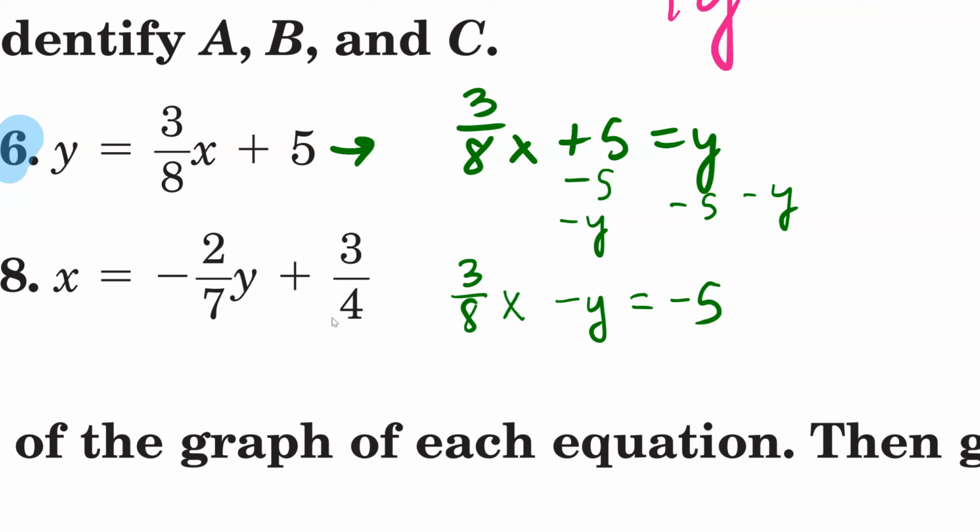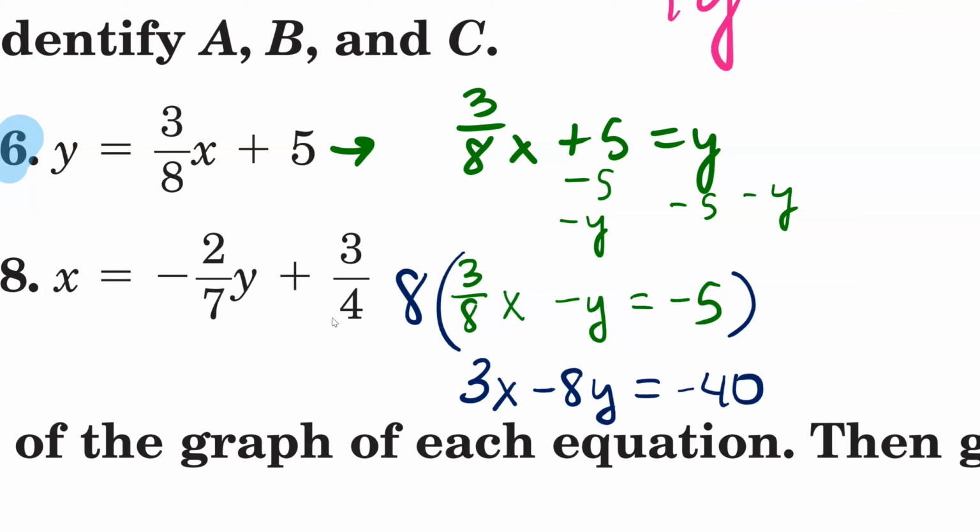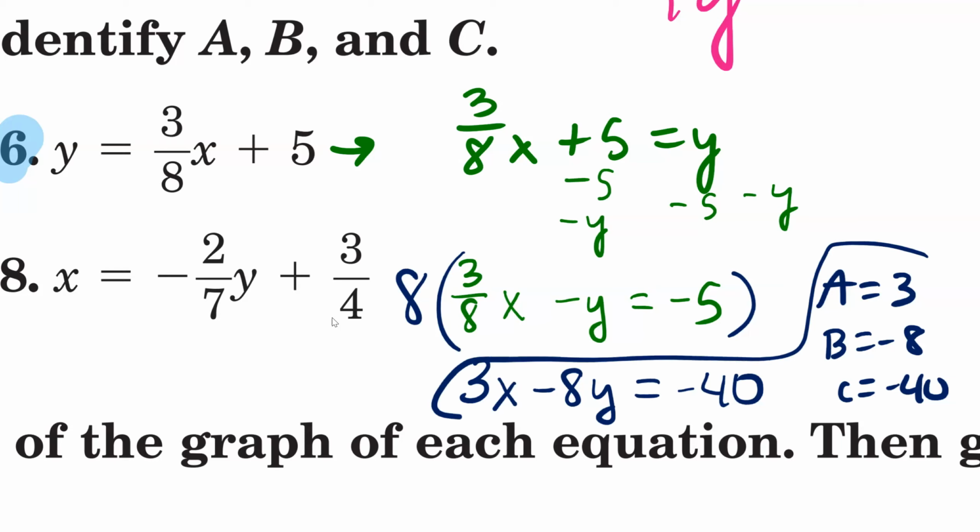A, B, and C are integers. Right now I don't have an integer in front of x. 3/8 is not an integer. Throwback to Friday when we went over chapter 1: an integer can't have a fraction. So if I multiply every single term by 8, guess what happens to this first one? It cancels out. 3x minus 8y equals -40. So A is 3, B is -8, C is -40. So we had to identify A, B, and C and write it in standard form.